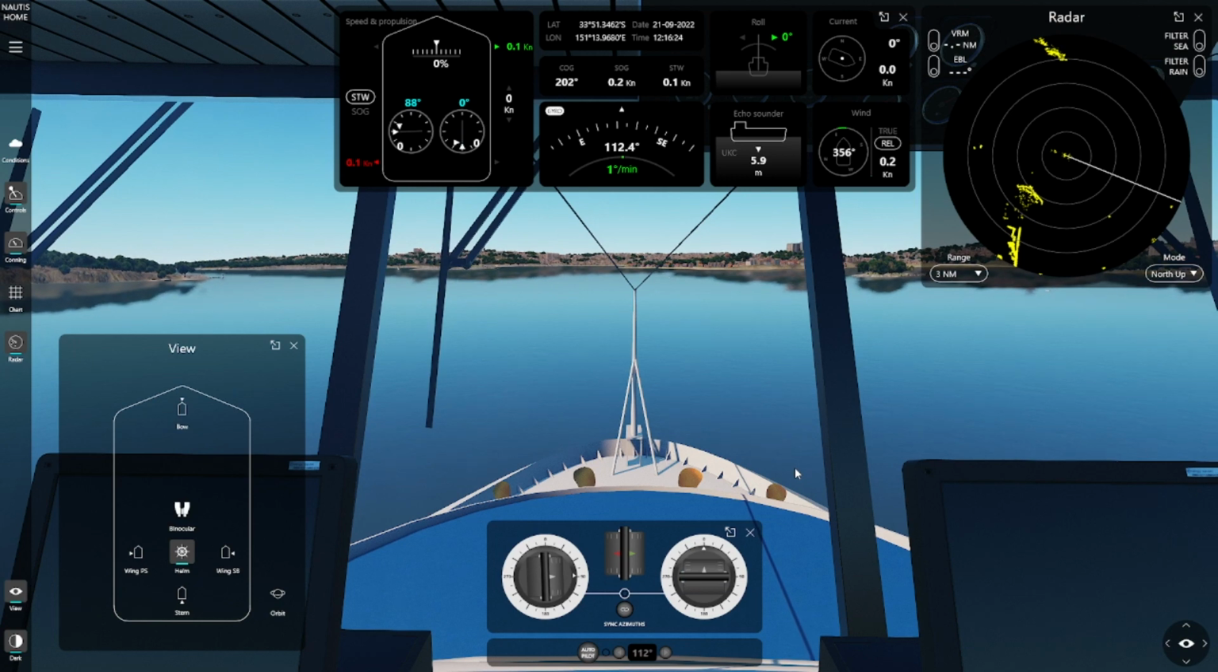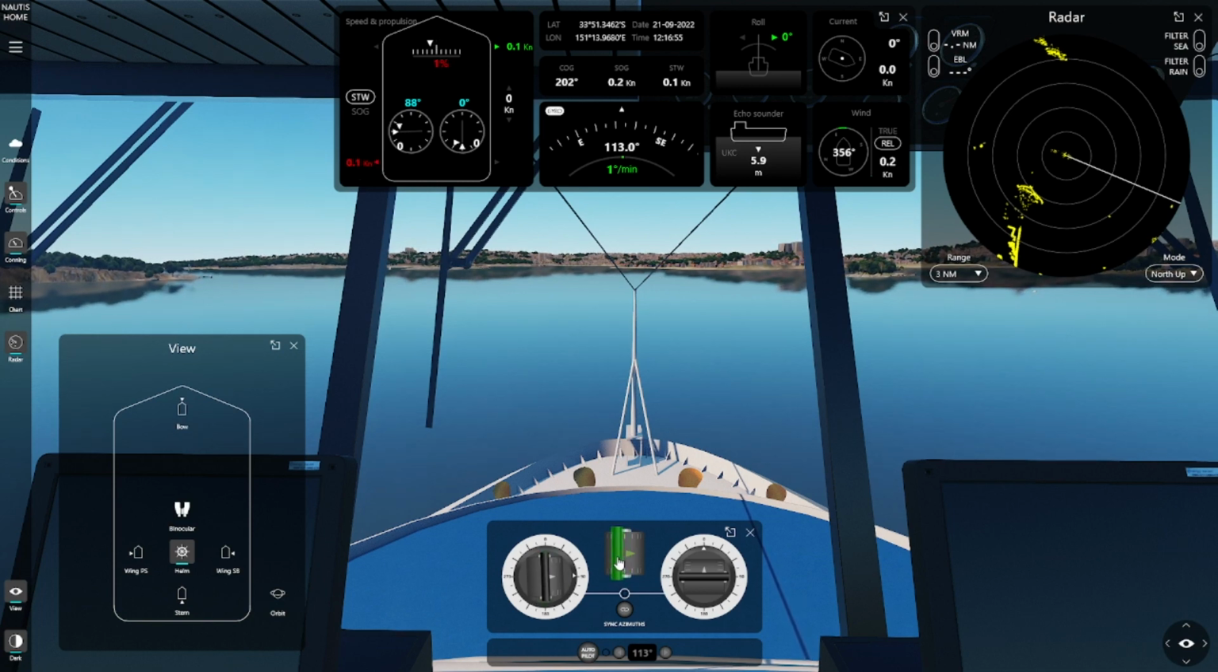Okay, so I have the ship stopped dead in the water right now, and my goal is to simply rotate on the spot, and I'm going to try and maintain the pivot point to be in the middle of the ship. I can achieve this by balancing out the engines and the thrusters whilst also monitoring the conning display. For the pivot point to be in the middle, I need both the bow and stern movement indicators to be equal.